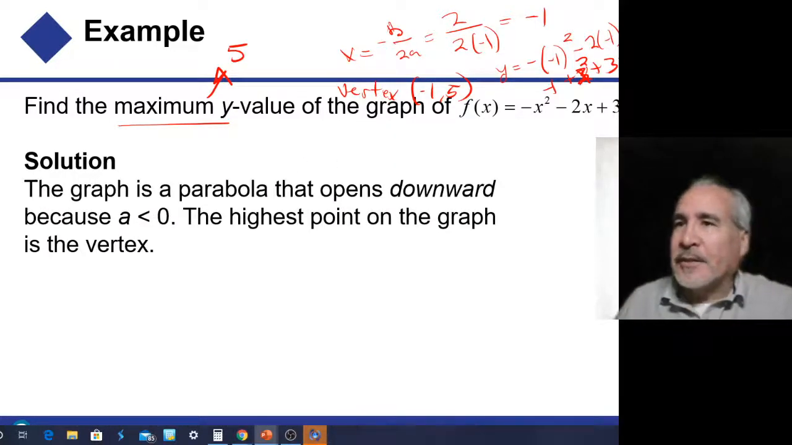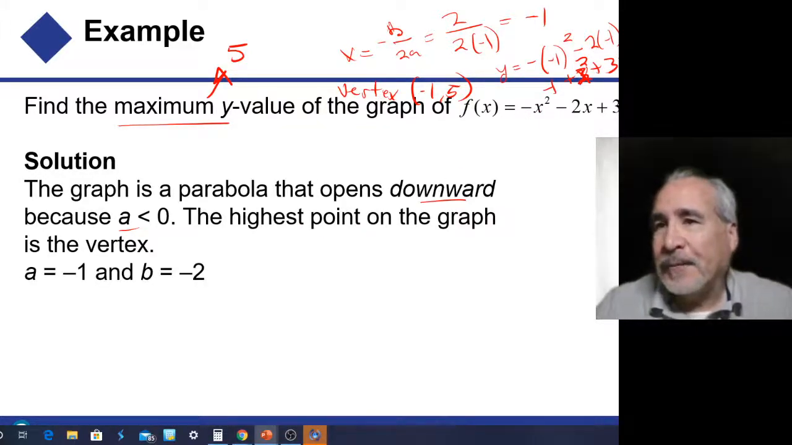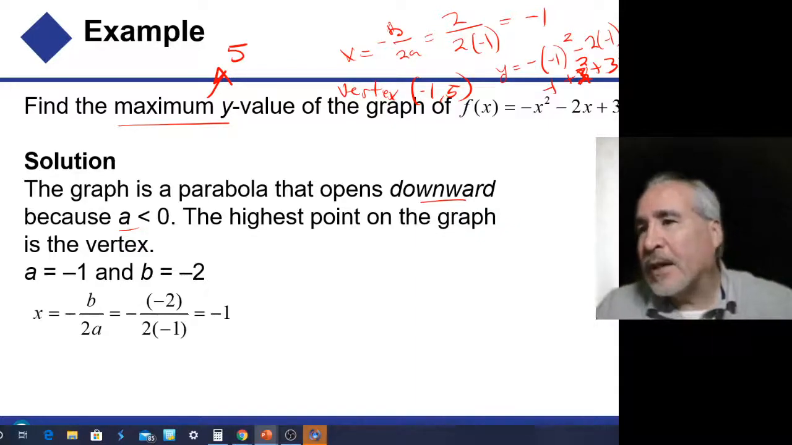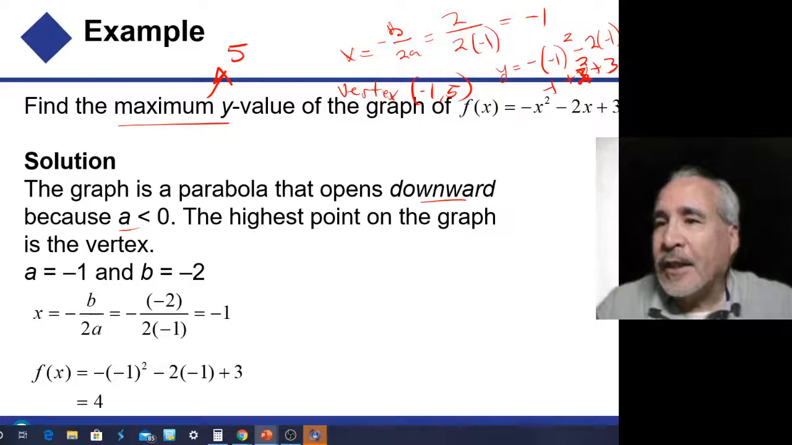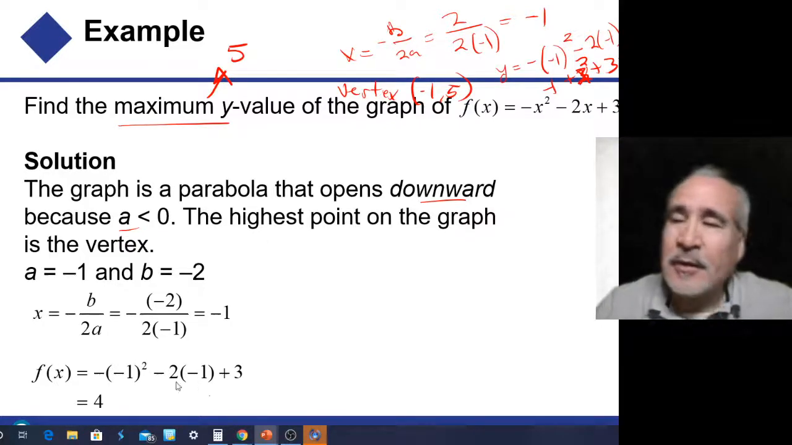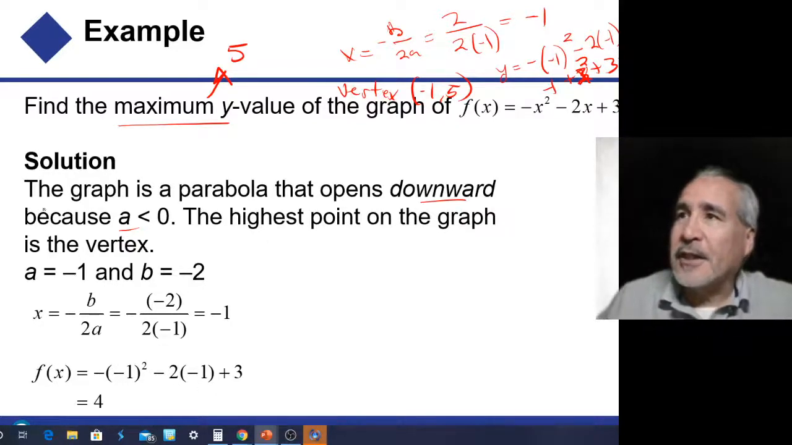Okay, and again, they just looked at, well, it's going to open downward because the value in front of the x squared is negative. So we will get a highest point. They get their A and B, they do this, and they get the -1, which I did correctly. They do this, which I did incorrectly, and they got their 4. So not 5, 4.